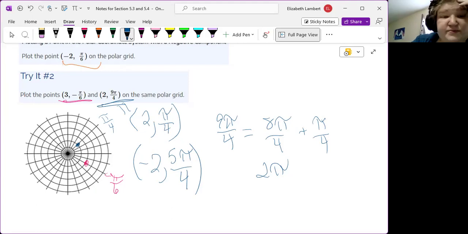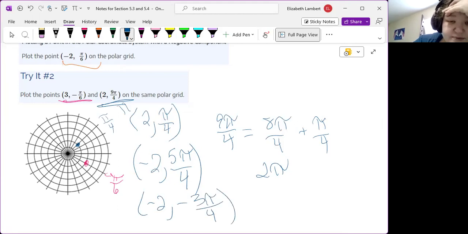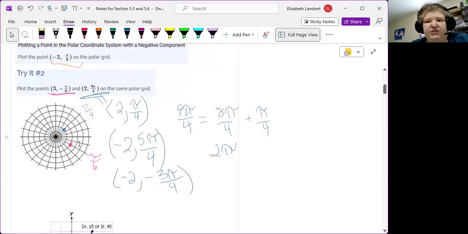So I could also, instead of counting to 5 pi over 4, use that 5 pi over 4 is coterminal with negative 3 pi over 4. So it's just playing around with where is this thing, which way would I count, and it gets me to a particular point. So there are an infinite number of ways to write polar coordinates and be talking about the same position.